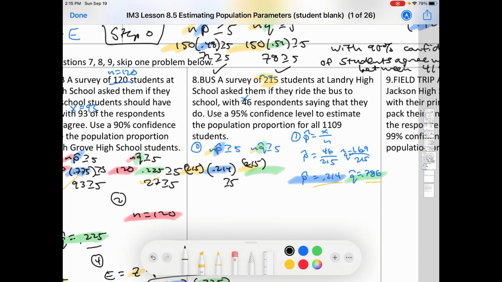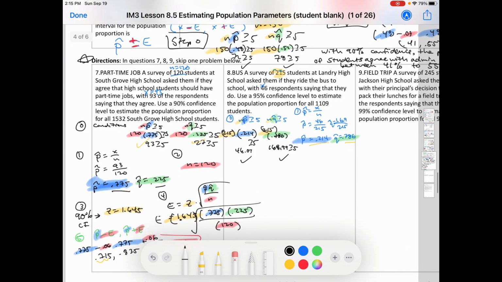Checking our conditions. 215 times 0.786. So 215 times 0.214 equals 46. That matches. 215 times 0.786 is 168.99. Is that bigger than 5? Yes, it is. Good. Bam. Okay, 2. What is our n value? Our n value is already 215.